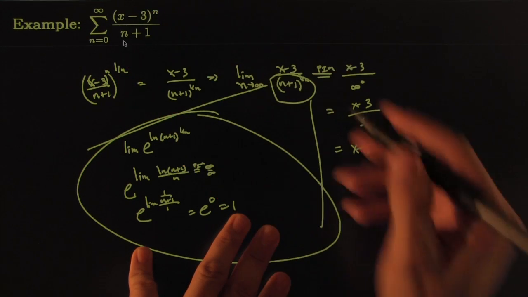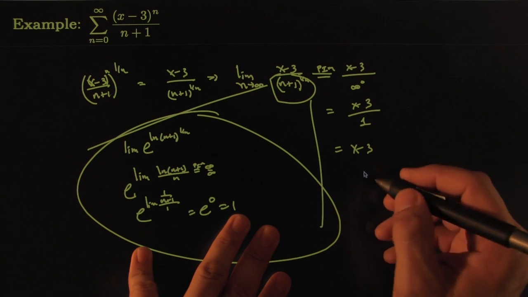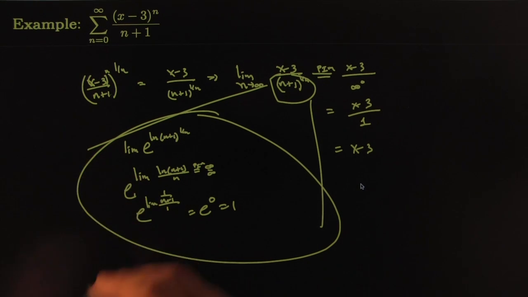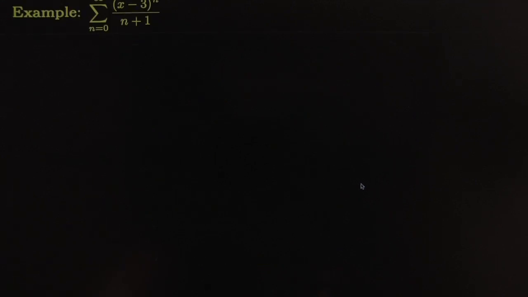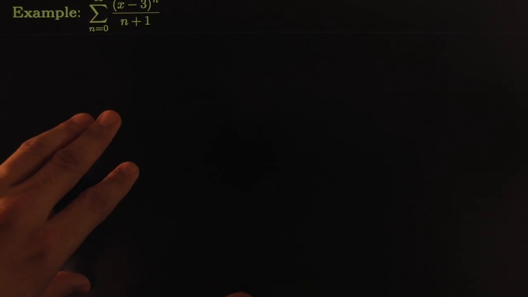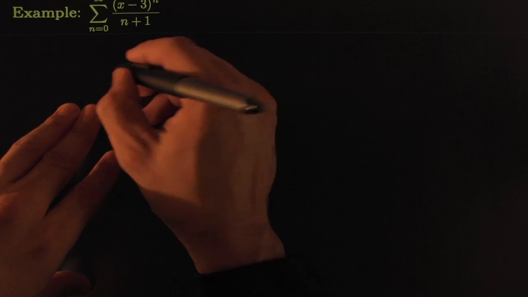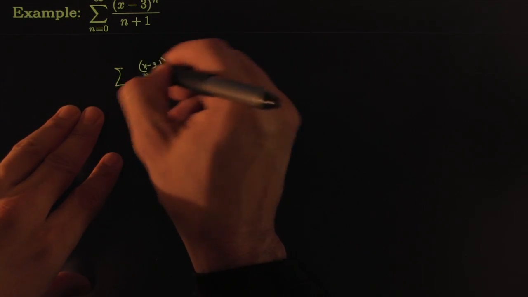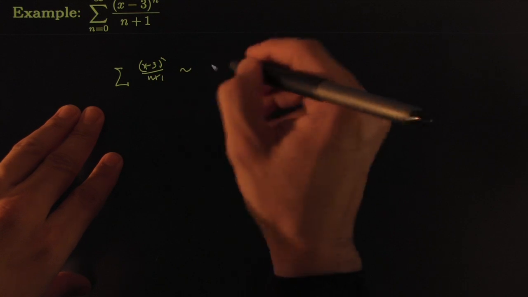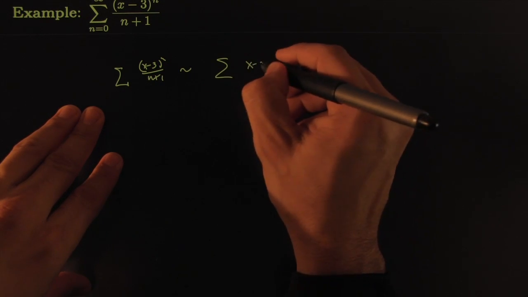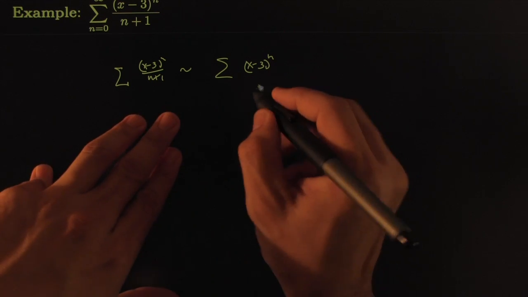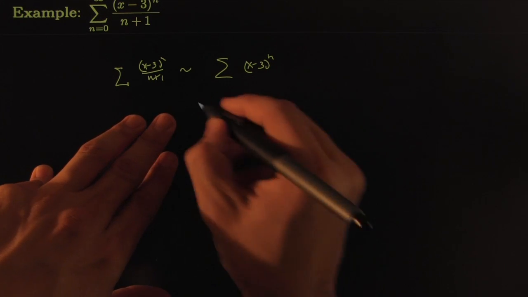This tells you that the original series behaves a lot like, let me see if I have another one on the next slide. Yeah, so this tells you, I used a different pen. This tells you that this series, (x - 3)^n/(n + 1), behaves a lot like (x - 3)^n, the geometric version of it. So this will clearly converge.